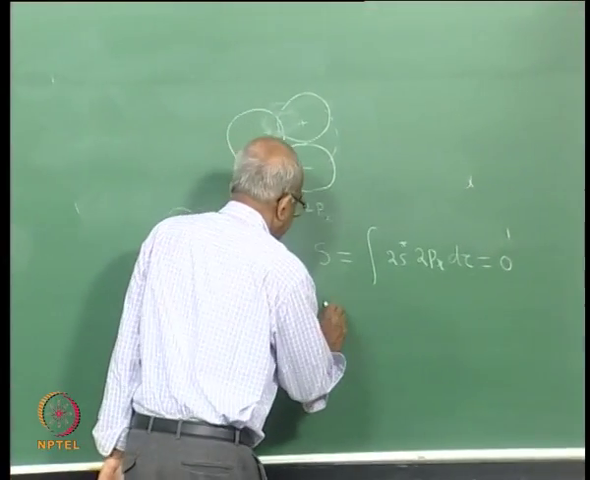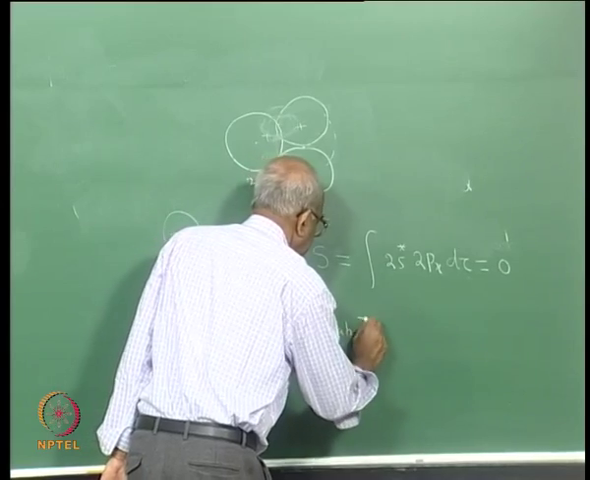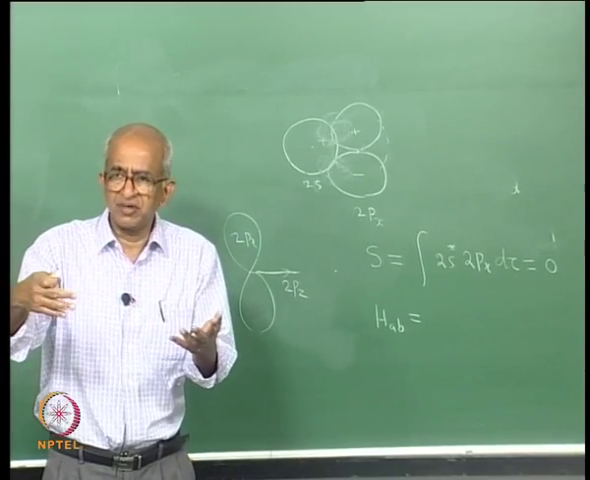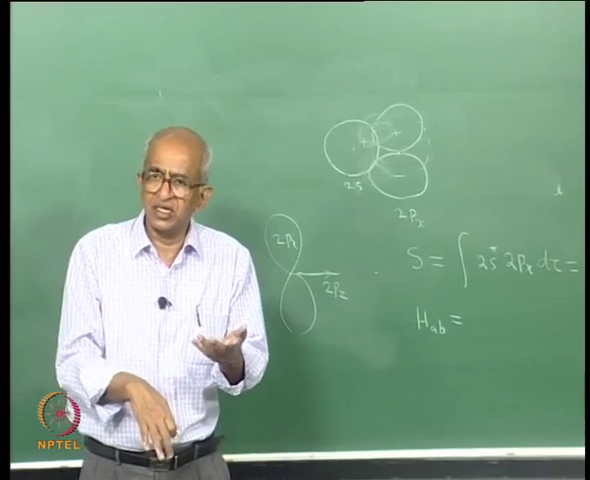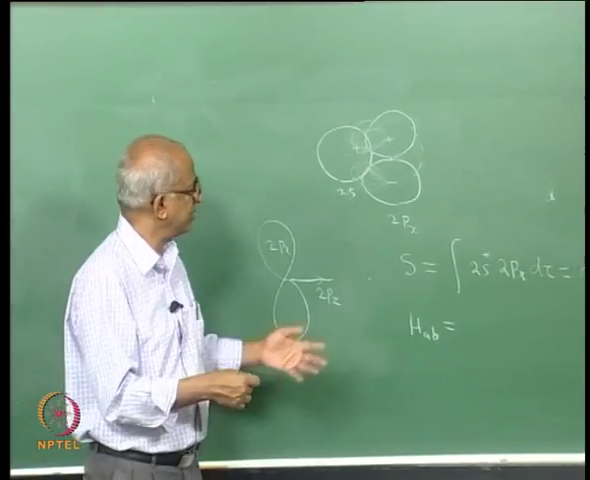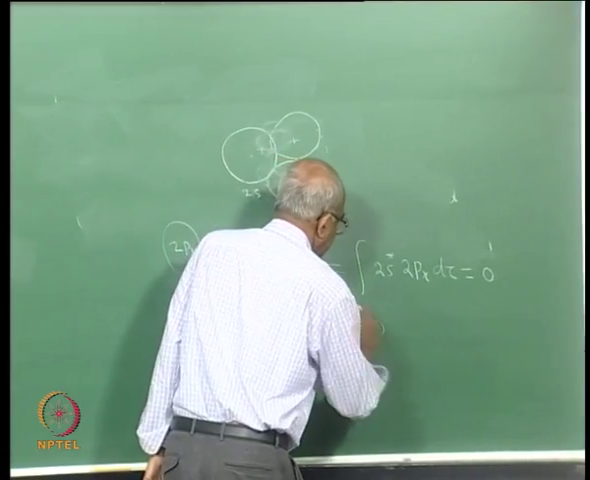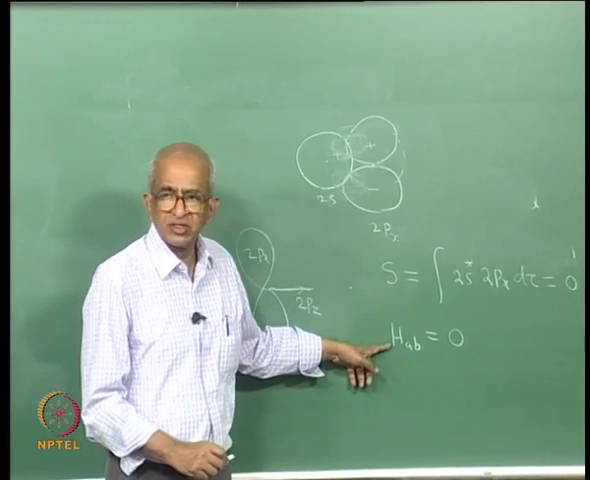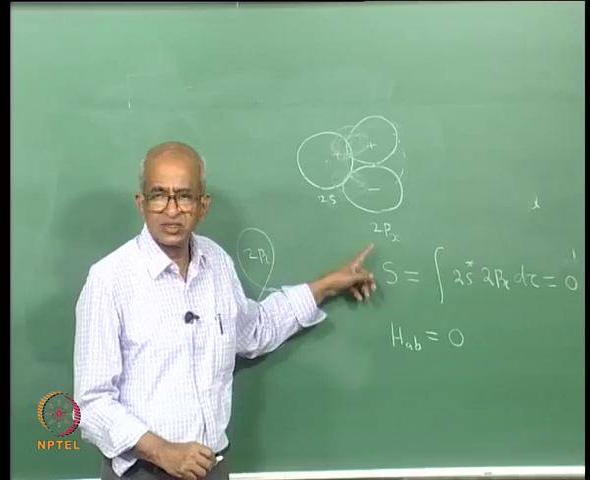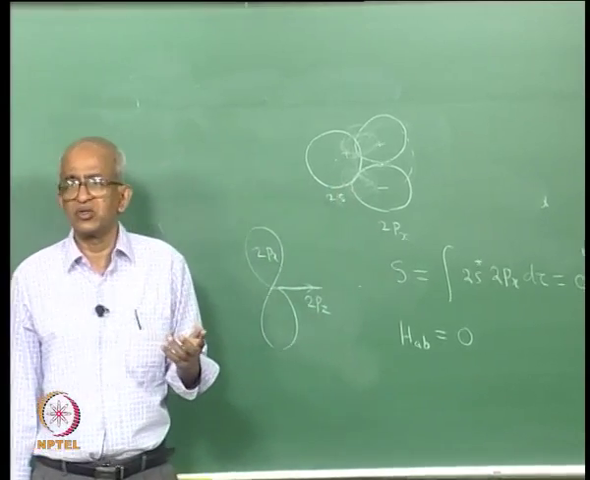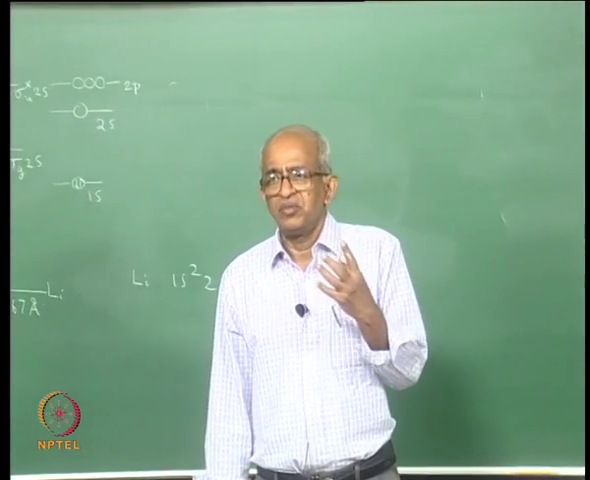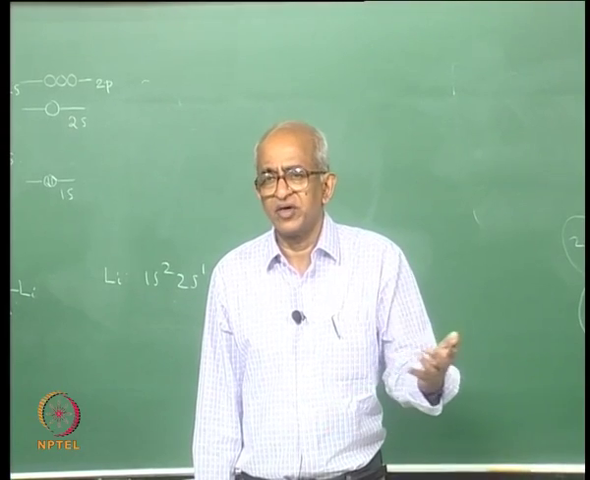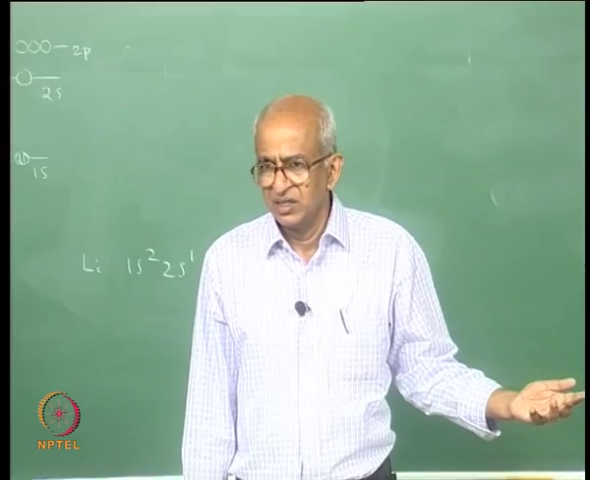And in exactly the same fashion, if you think of HAB, the HAB would also have regions where HAB has positive contributions and regions where HAB has negative contributions, and they will exactly cancel each other, and therefore this also will turn out to be equal to 0. So this is a situation where both the overlap integral and the resonance integral are 0, and if that happens, what is the conclusion? The two orbitals are not going to mix together. So, because of our analysis, we find that the 2s atomic orbital cannot interact with 2px, right.